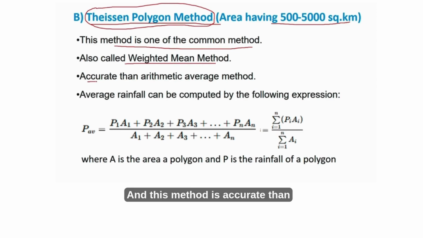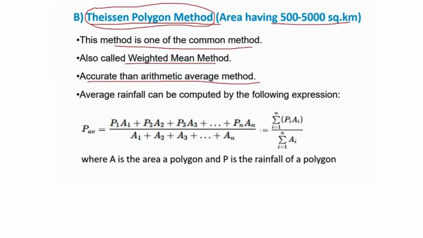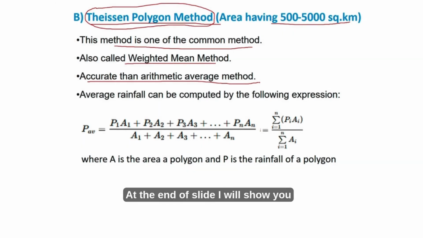And this method is more accurate than the arithmetic mean method because it reduces the effect of variability within the region by giving the weightage to the station. At the end of the slide, I will show you how it reduces the effects of variability. However, the formula of this method is here.